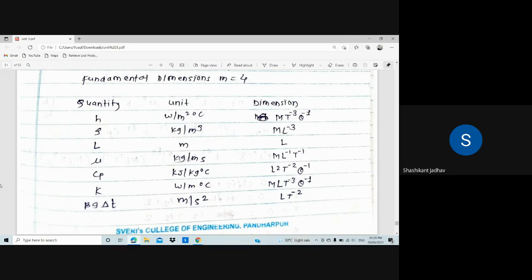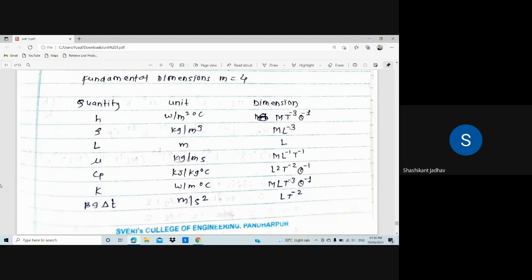Fundamental dimensions M is equal to 4. Okay, then in the next step we have to write down the quantity, the unit of that particular quantity and the dimension of each quantity. So whatever the quantities are there, H is there, rho is there, L is there, mu is there, Cp is there, K is there, and beta G delta T is there.